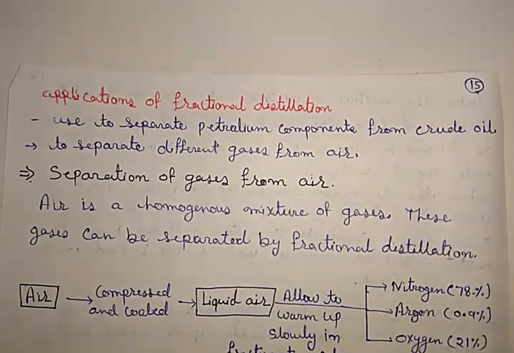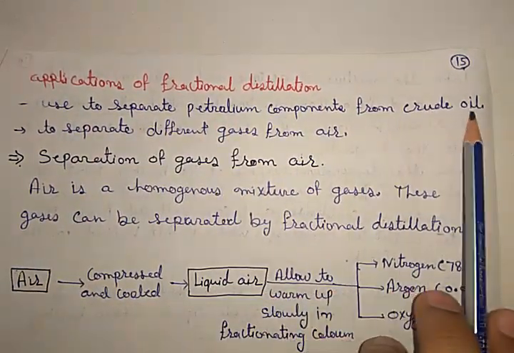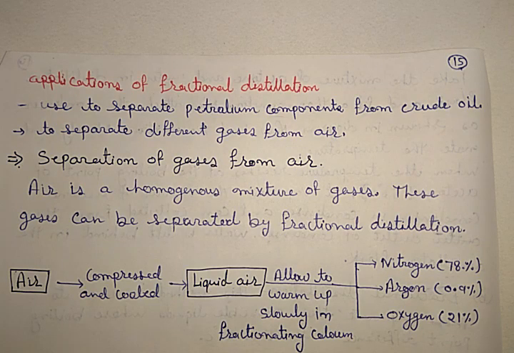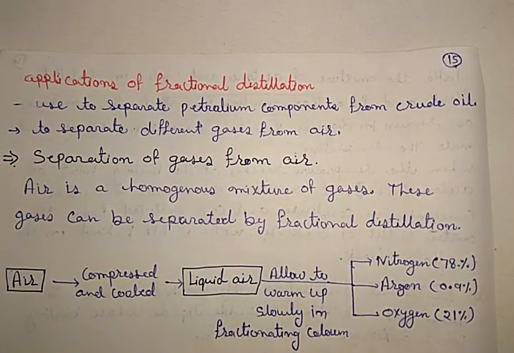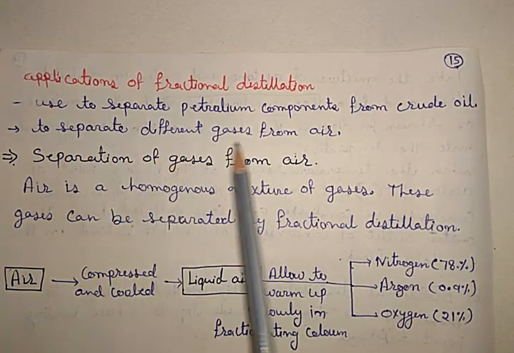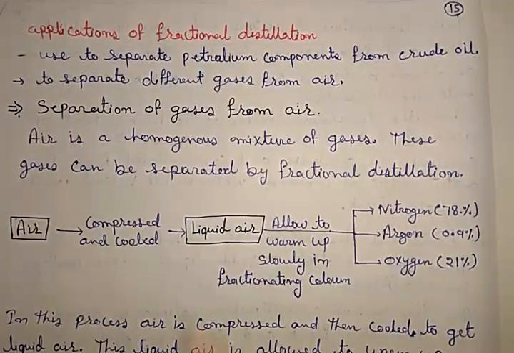Now let me discuss its applications. First, it is used to separate petroleum components from crude oil. From the earth's crust, we obtain crude oil. Components like diesel, petrol, kerosene, LPG, coal tar, wax, etc., are separated by using fractional distillation. Second is to separate the different gases from air. As you know, air is a mixture of gases, so this method helps to separate the gases. Now let us discuss how it takes place.